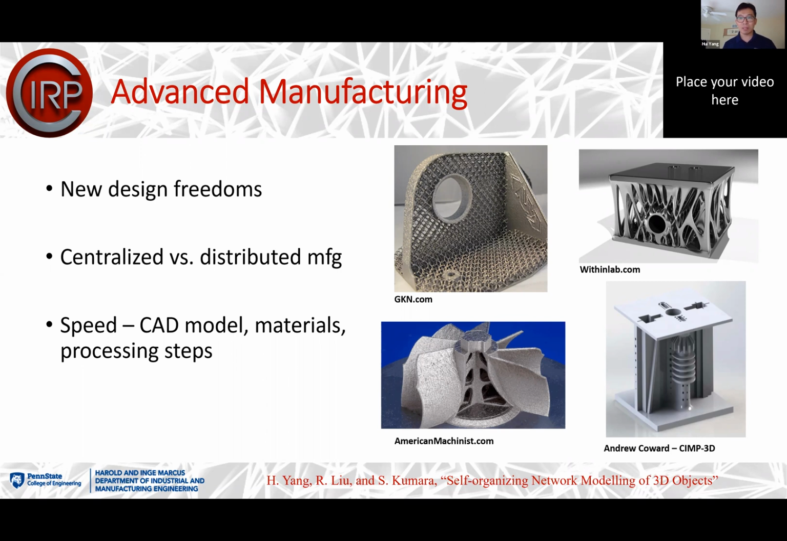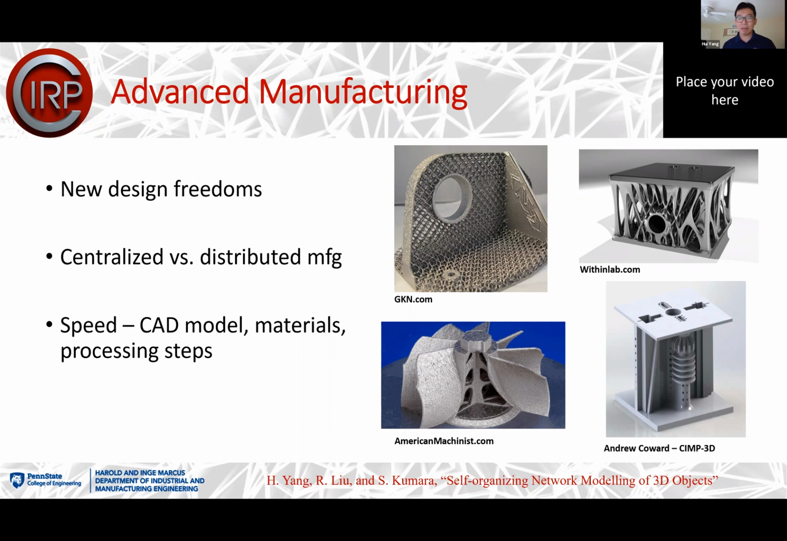So the manufacturing is transformed from a centralized fashion to a more distributed manufacturing. And the speed is much faster than before. And we can print directly from the digital design, for example, the CAD model, and with materials and simplified processing steps, just layer by layer.